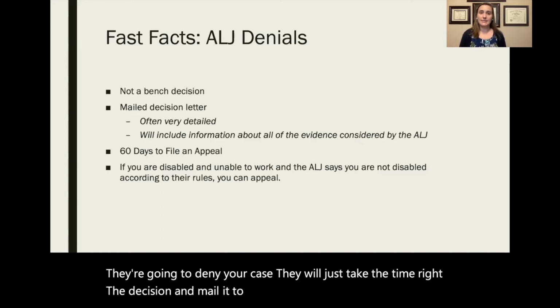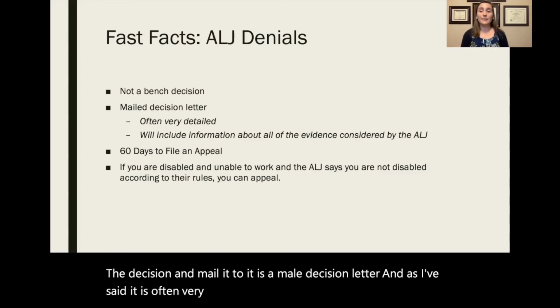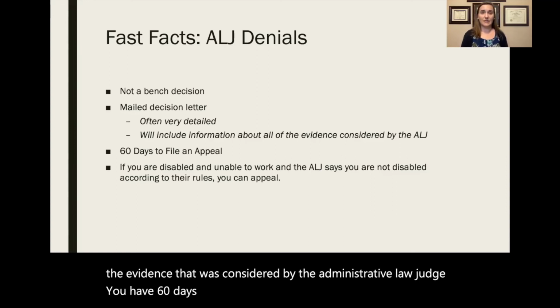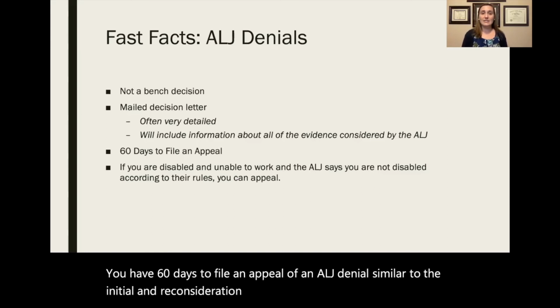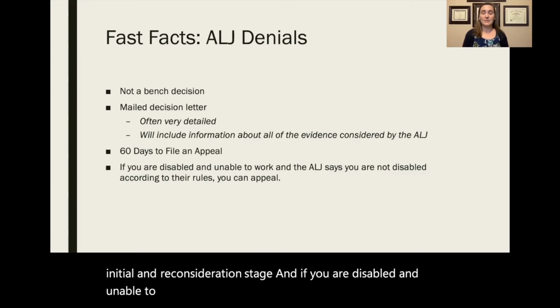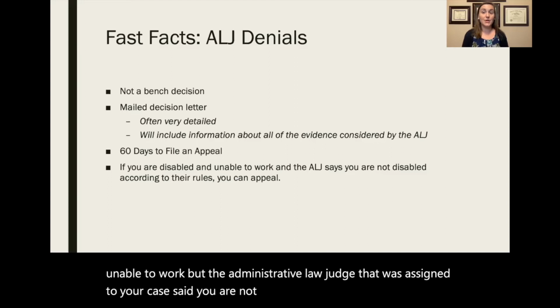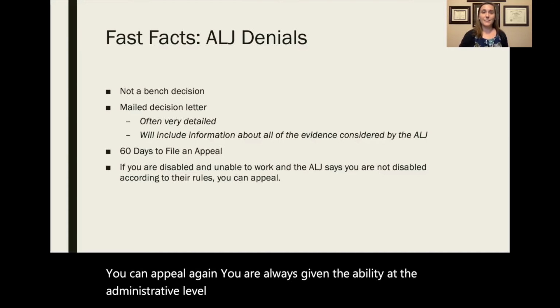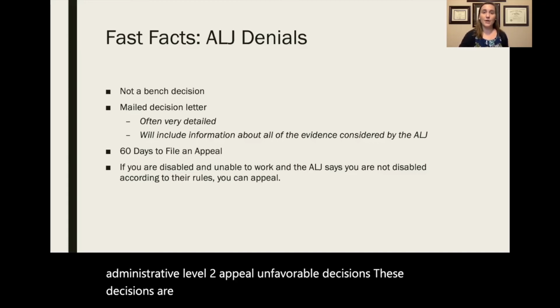It is a mailed decision letter. And as I've said, it is often very detailed. It will include information about all of the evidence that was considered by the administrative law judge. You have 60 days to file an appeal of an ALJ denial, similar to the initial and reconsideration stage. And if you are disabled and unable to work, but the administrative law judge that was assigned to your case said you are not disabled according to their rules, you can appeal. Again, you are always given the ability at the administrative level to appeal unfavorable decisions. These decisions are a little tougher to overcome, though, than the others.